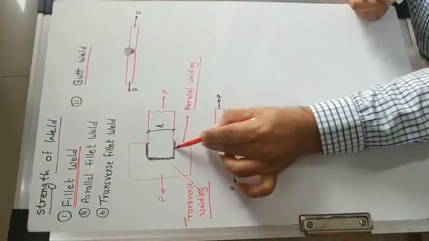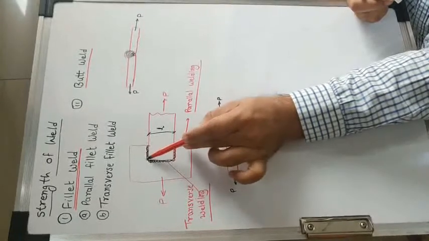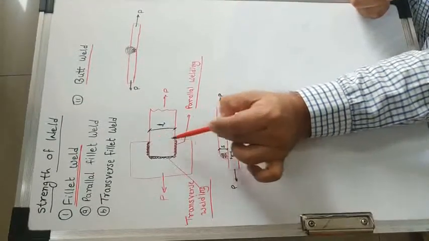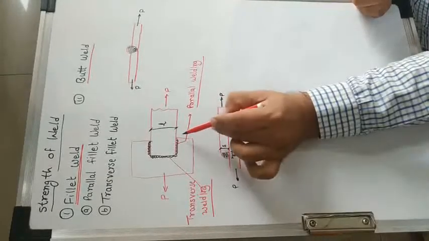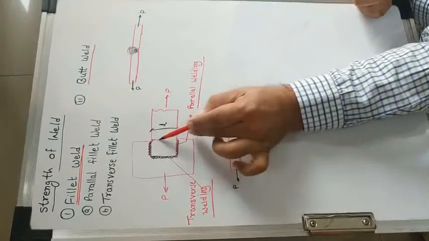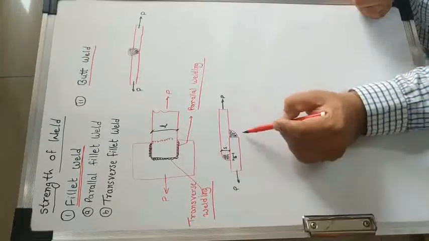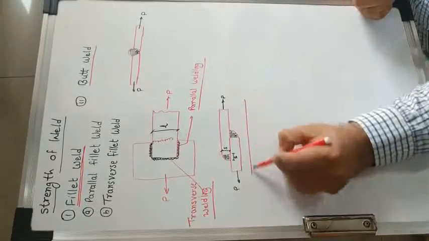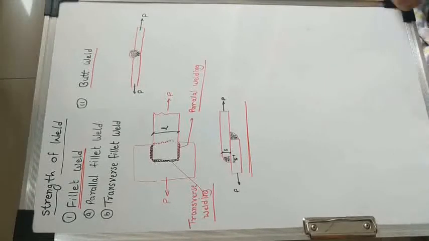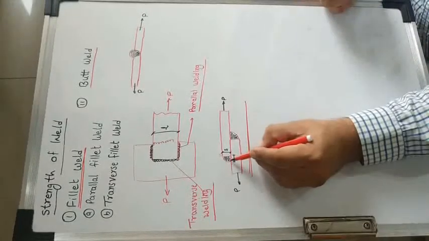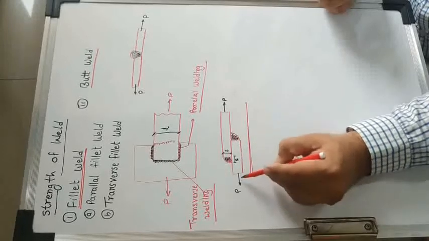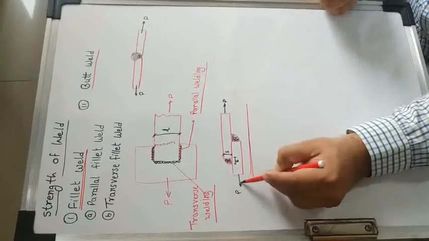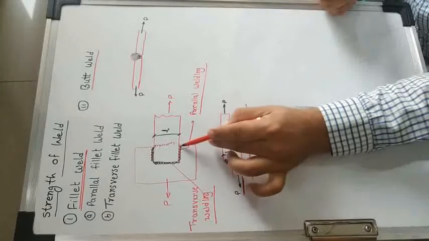Now if you see, these are two sides of the plate which are welded here, and transverse is one side. You can make one welding from the bottom side as you see in this view. So this is a welding and this is a welding. These both are transverse welding. It is perpendicular to the load, and this is a parallel welding.